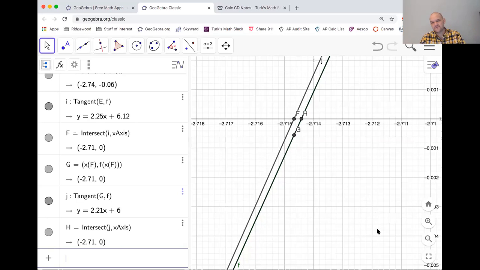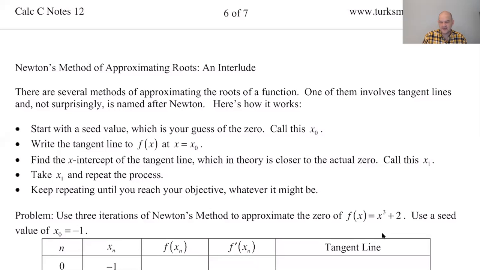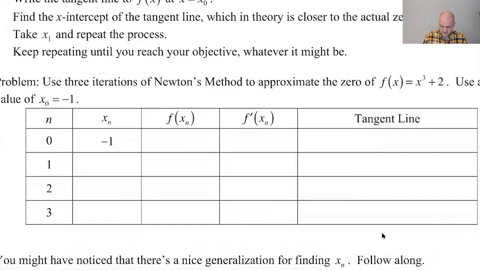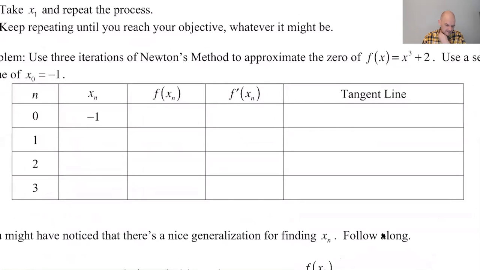So that's the idea. Start with a guess. Say that your guess is wrong, write the tangent line, find the x-intercept of the tangent line, that's your new guess. If you're happy with it, that's your approximation. If you are not happy with it, do it again. Find the point on the function, write the tangent line, and you go from there. So this is going to be really annoying to do by hand.